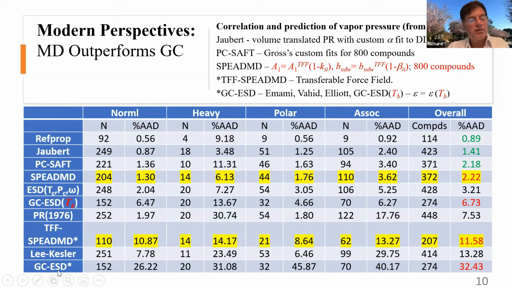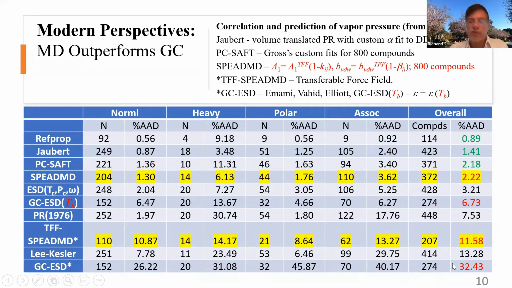Well, I took this, so the EMB method that I talked about for boiling temperature can also be adapted to predict the shape parameter, the epsilon parameter, and the size parameter of the ESD equation of state. And we can do the same thing with PC-SAFT, but the errors were larger, so I didn't fit them into this table.